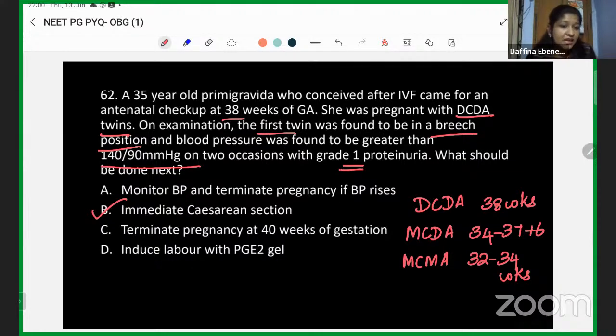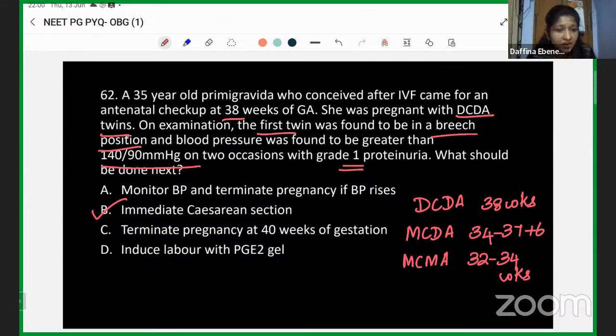According to the ACOG guidelines 2021, if there is grade 2 proteinuria only, you're going to take it as preeclampsia. So she's not preeclampsia, but she's definitely gestational hypertension because you've got 2 BP readings of 140/90. Okay. So if it is below 37 weeks, then you can actually monitor the BP and you can terminate the pregnancy if BP rises.